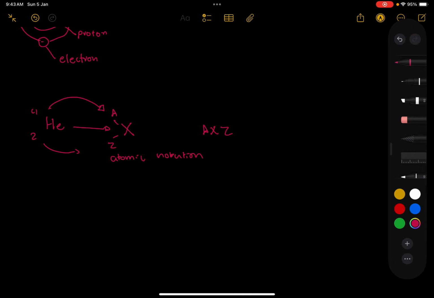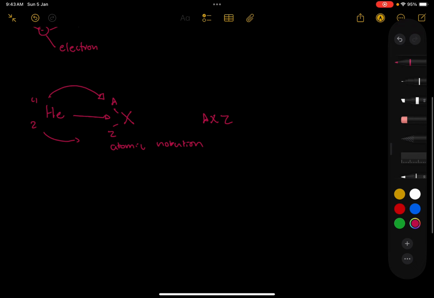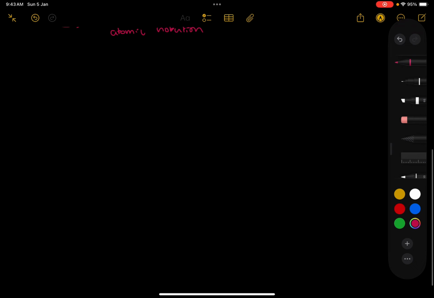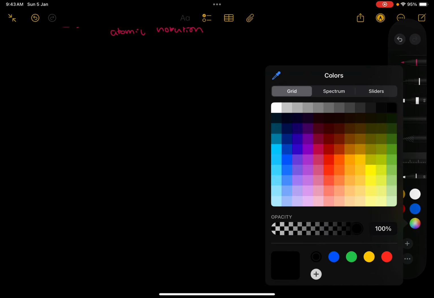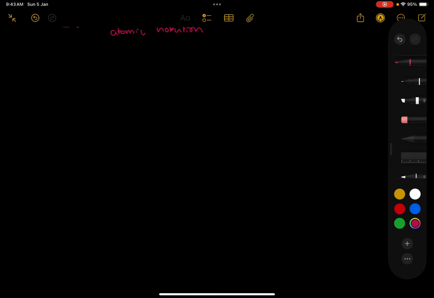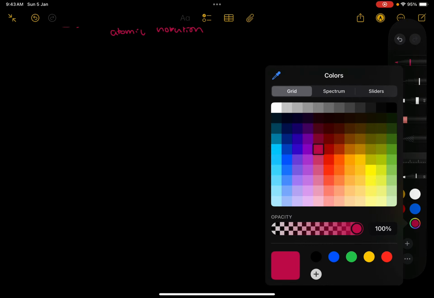So yeah, next we're going to be talking about isotopes now that we're done with the whole atom shebang. Actually, I'm going to use a different color for this just to make it a little bit easier. Go for that color. Okay.